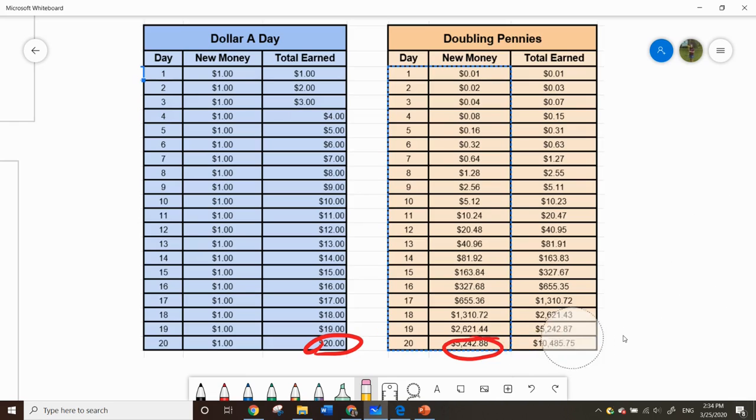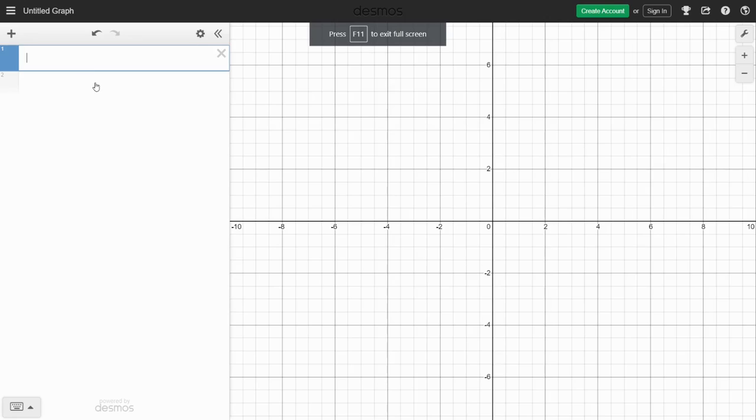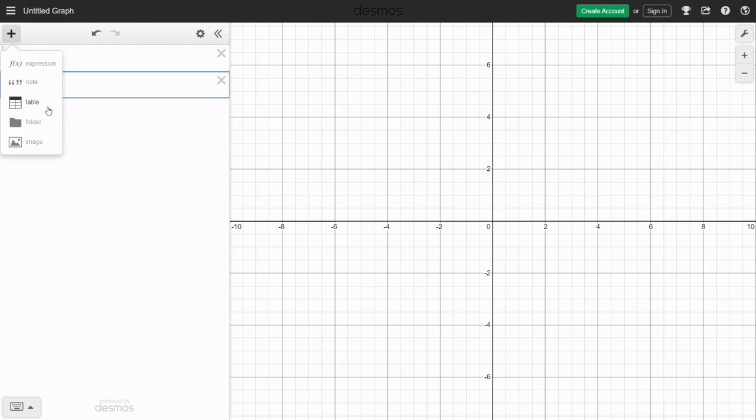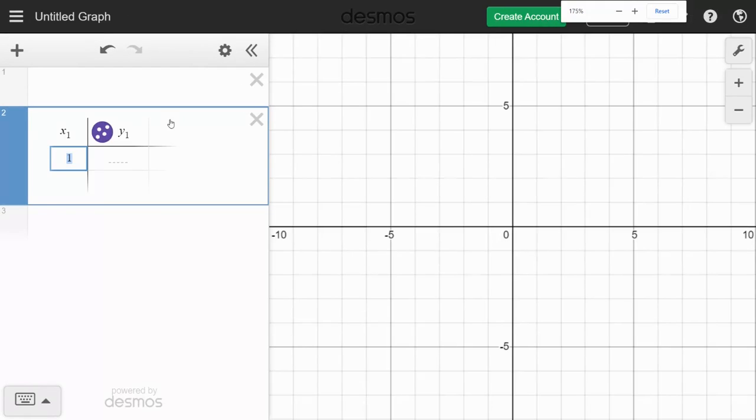But what we're going to do now is take these numbers and look at what they look like if we go over to Desmos and plug them in and plot them. So let's head over to Desmos. All right, so one of the cool things about Desmos is that you can enter a table and it will graph that table for you. And I am going to make one minor change to our chart. Instead of saying that day 1 we have a penny, I'm going to change that to be day 0. I'm going to say that today is day 0.